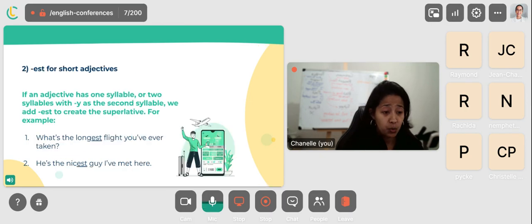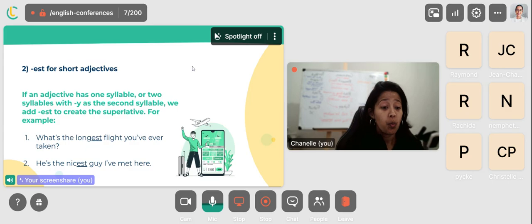And exactly as with the comparatives, you will add est for short adjectives. If an adjective has one syllable or two syllables with y on the end, we add est to create the superlative. For example, what's the longest flight you've ever taken? He's the nicest guy I've ever met.